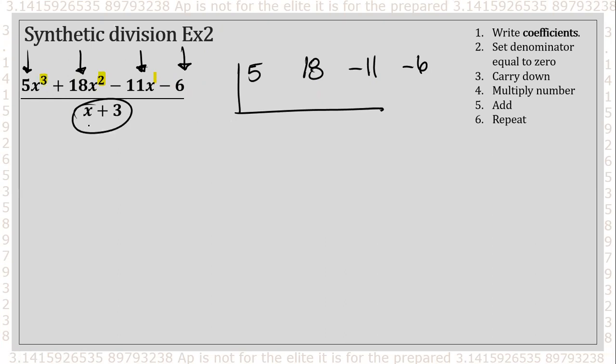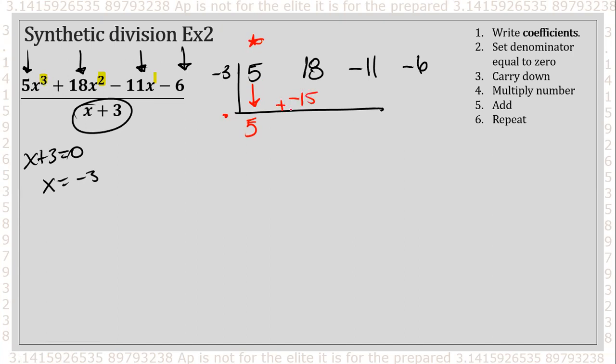Okay, the next thing is x plus 3. x plus 3 equals 0. That gives me x equals -3. That goes right here, and it's the same procedure that I've been doing. I bring down the 5, nothing happens to this first term. And after that, I multiply. -3 times 5 is -15.